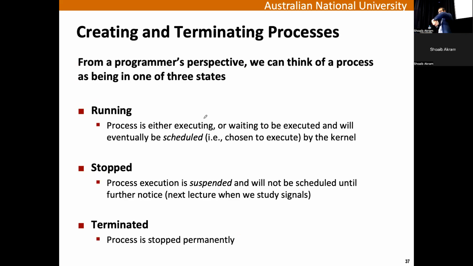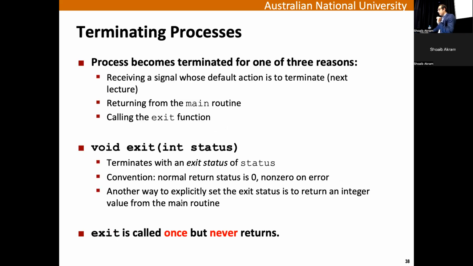A process could be in 3 states: running, stopped, or terminated. Stopped or suspended is when, for instance, the operating system decides to run a different process. The running state is when the process is actually executing instructions, and terminated is when the process is stopped permanently. It's not consuming any resources.